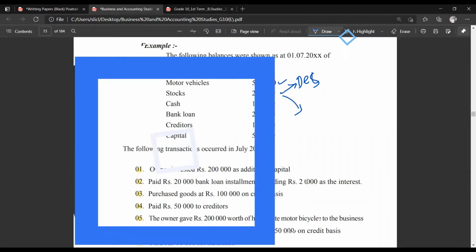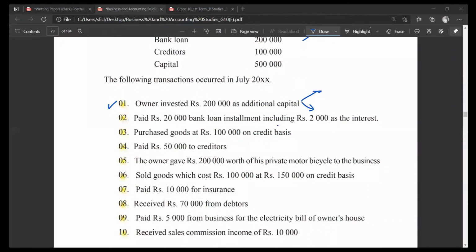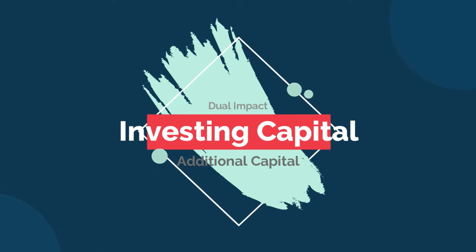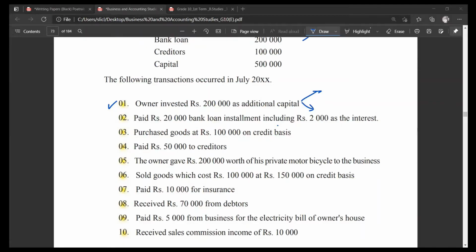Use whichever you like, but I'll give you the dual impact. So I'll write on the dual impact, right? If the owner invests 200,000 as additional capital, additional capital means our equity would be increased. So guys, the cash asset will be increased by 200,000, and our equity column will be increased by 200,000.